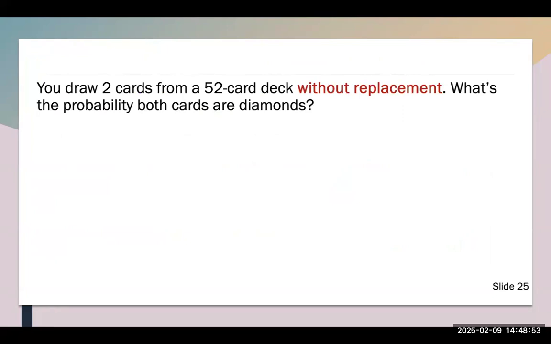So let's see this. Suppose you draw 2 cards from a 52 card deck without replacement. What's the probability both cards are diamonds? What it means without replacement is that I'm going to take a card from the deck, look at it, then put it off to the side, and then draw another card from the deck. Now, I took a card and put it to the side, so there are fewer cards in the deck. There are now 51 cards in the deck. So that's going to change the denominator.